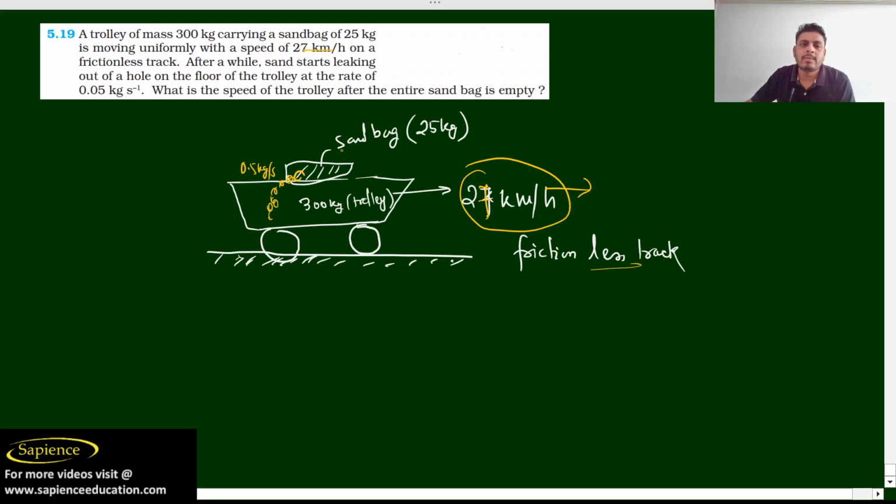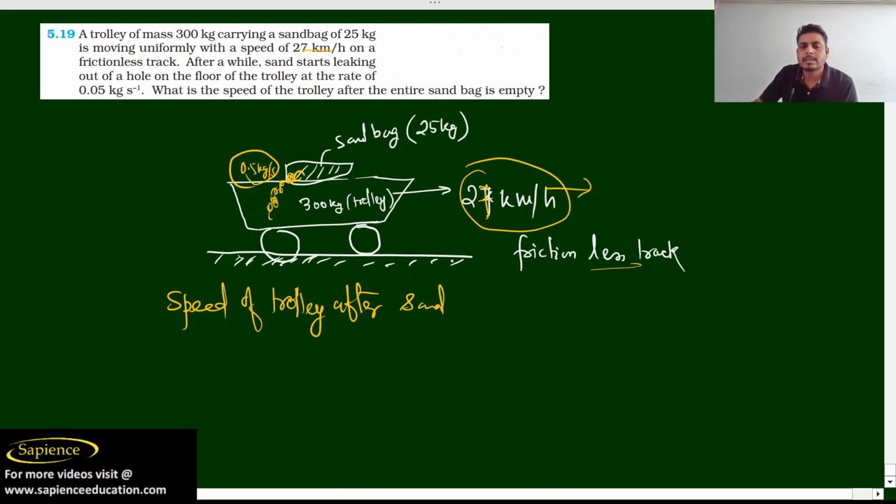After a while, sand starts leaking out of a hole on the floor of the trolley. Sand is leaking out at the rate of 0.5 kg per second. Within 1 second, half a kg of sand leaks out. So what is the speed of the trolley after the entire sandbag becomes empty?